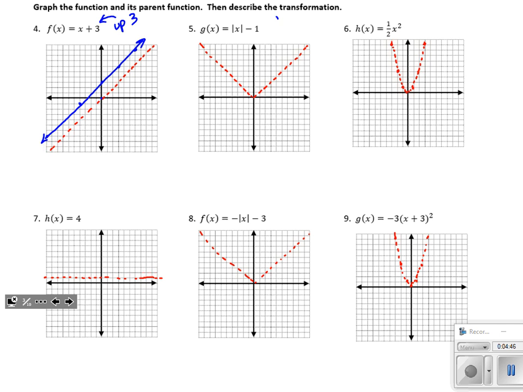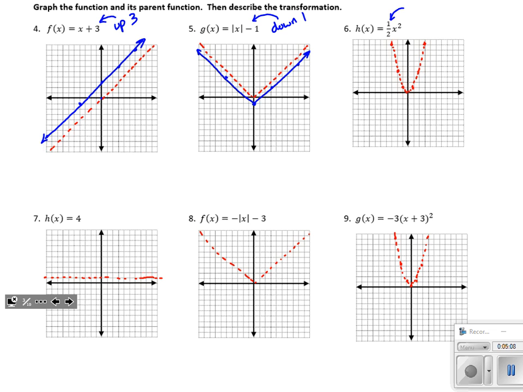Number 5, here we're taking our absolute value parent and we are shifting it down 1 unit. So again, every single point on that absolute value, if I were to drop it down 1, I'm just kind of picking them at random here to get an idea. But after I have a few of those drawn, I get a good idea about where that transformation will be drawn in.